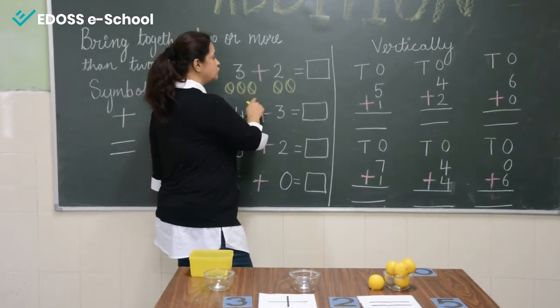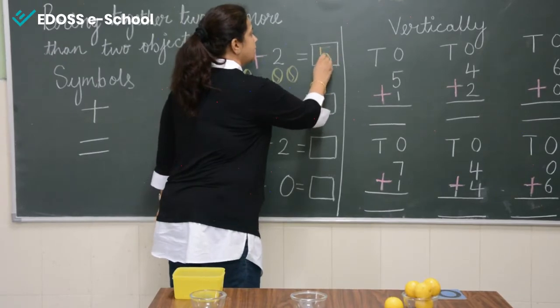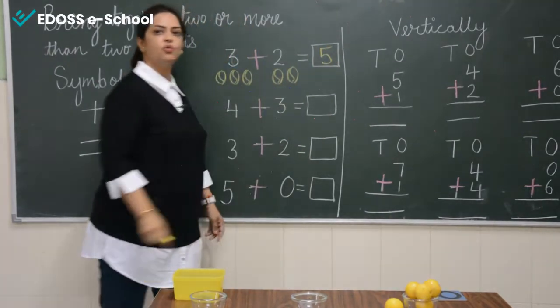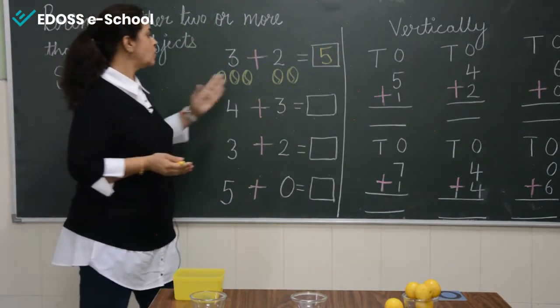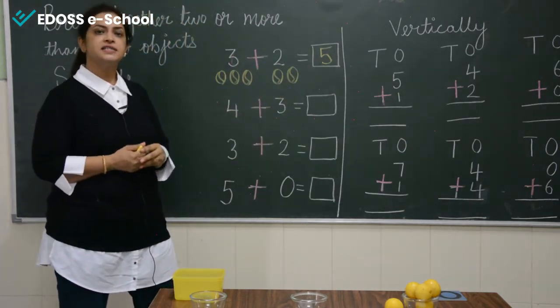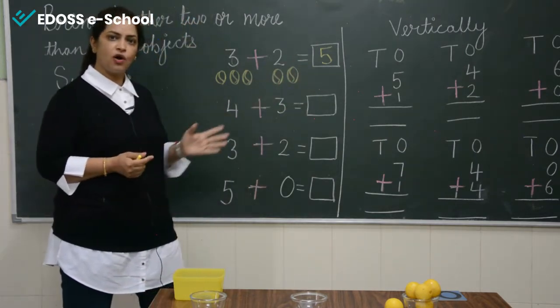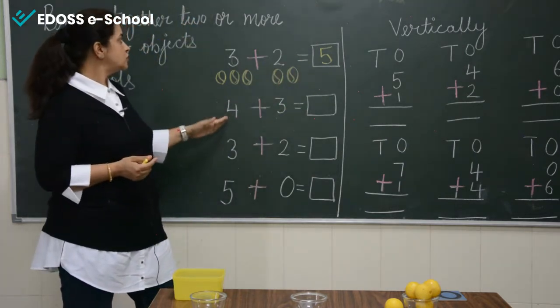1, 2, 3, 4 and 5. So 3 together with 2 becomes 5. So the sum is 5. 3 plus 2 is the addition statement, and the 5 we got is called the sum. So let's move on to the next one.